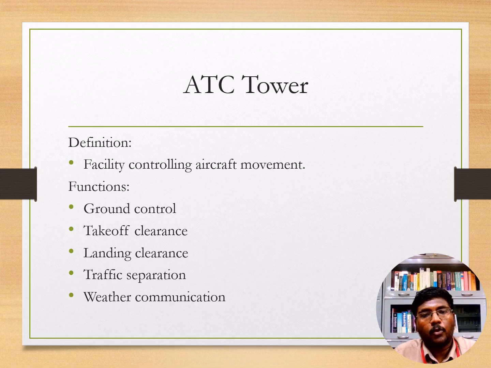Next we see about the ATC control. First, in general, ATC means air traffic control. It is a tower facility for controlling aircraft movement. The main functions are ground control, takeoff terrains, landing terrains, traffic separation, and the weather conditions.